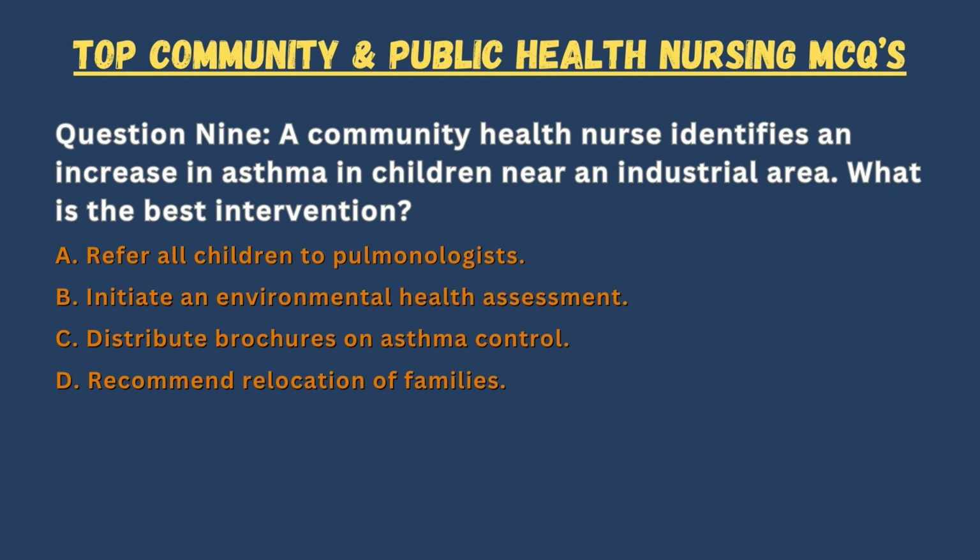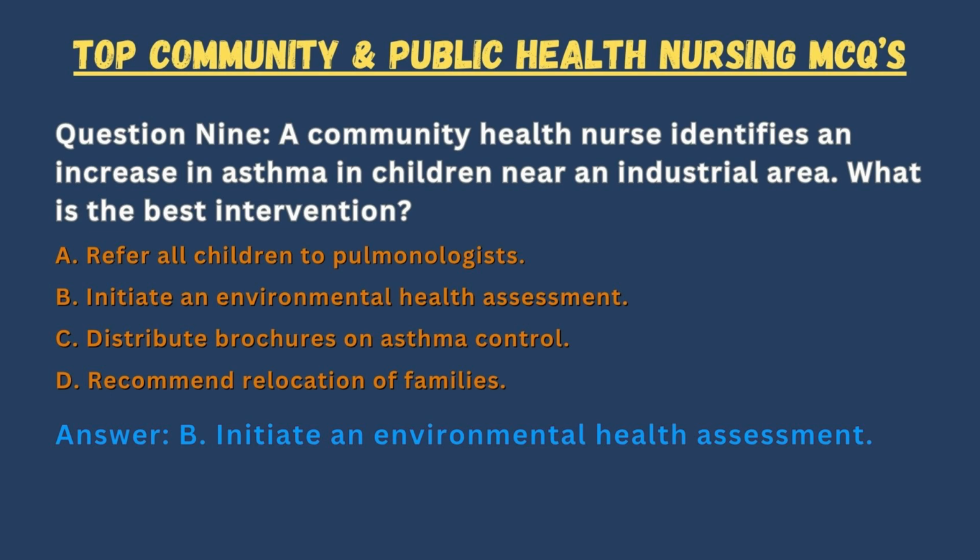Question 9. A community health nurse identifies an increase in asthma in children near an industrial area. What is the best intervention? A. Refer all children to pulmonologists. B. Initiate an environmental health assessment. C. Distribute brochures on asthma control. D. Recommend relocation of families. Answer. B. Initiate an environmental health assessment.